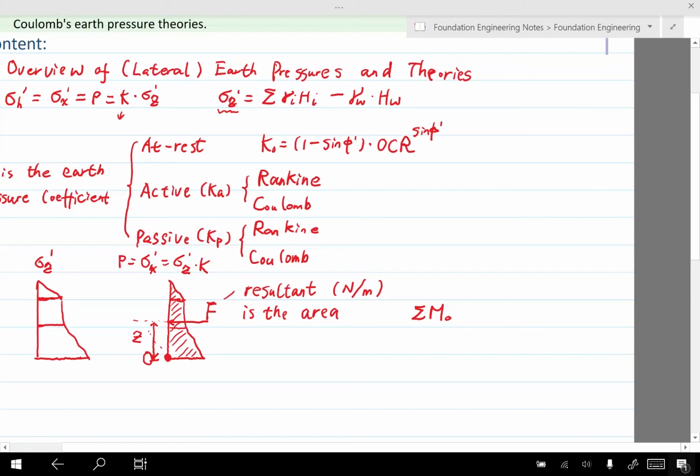For the trapezoid, we can do it in the same way. Then we can just add them up. We can get the summation of the moment. That one equals F times Z. So based on it, we can get Z, that's the distance from this line of action of the resultant F to the point O. In this way, we can determine the location of the force F.